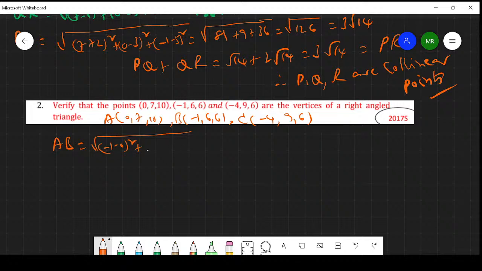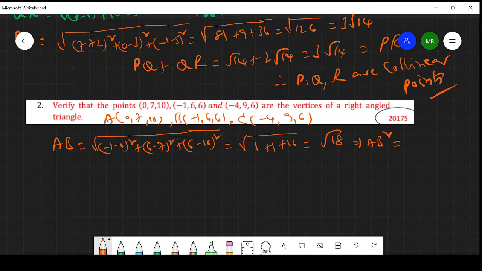I can write 6 minus 7 whole square, plus 6 minus 10 whole square. Use the distance between 2 points formula. Root of, it comes 1. Be careful, this is 6 minus 7 whole square. So this is also 1. Again here 6 minus 10, 4. You get 16. Root 18 it comes. I got root 18. Immediately I will find AB square.